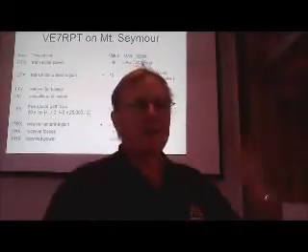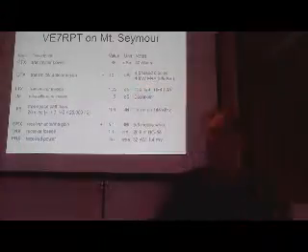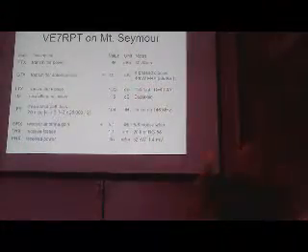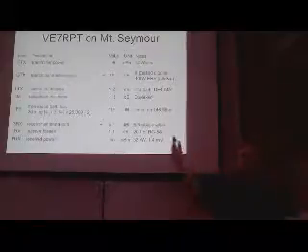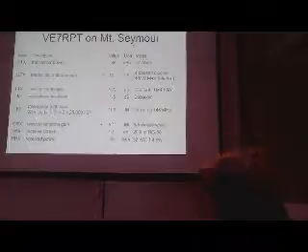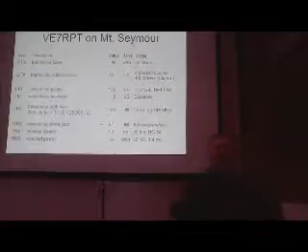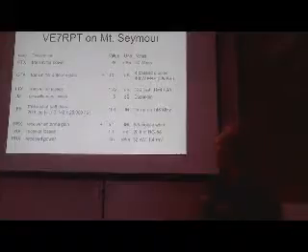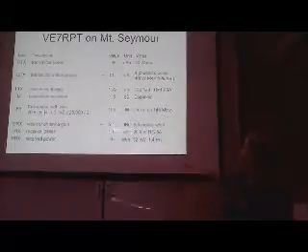Then we've got the free space loss, and that really is the biggest loss. So that wavefront traveling out through space between Mount Seymour, which is about 25 kilometers from here, to here, we lose 104 dB on that 25 kilometers.